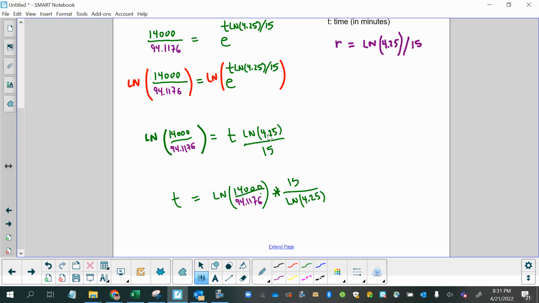So multiplying by the reciprocal on both sides, eventually t was equal to all of this, natural log of 14,000 divided by 94.1176 times 15 divided by natural log 4.25. And so this ultimately gives you your final answer, your answer to part D, when rounded to 2 decimal places, is 51.86.